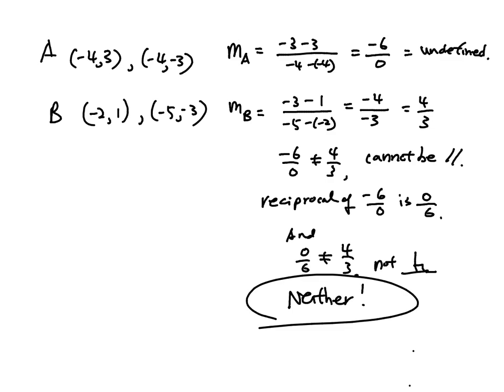Okay, this one unfortunately is just the lines are not perpendicular nor parallel, so it's neither. And notice I'm more comfortable using the opposite reciprocal, more than using m1 times m2 equal negative 1, just because of the way I was taught.